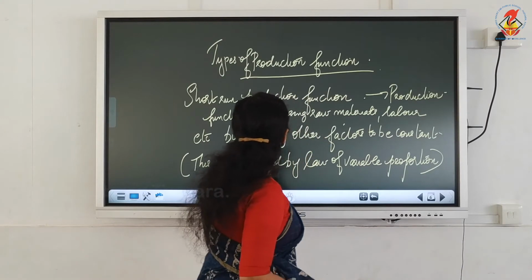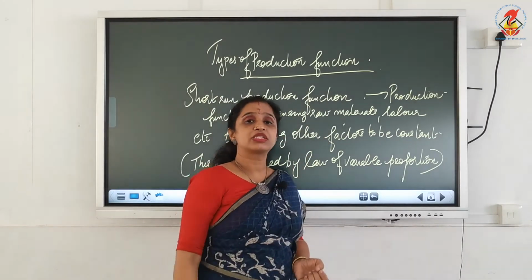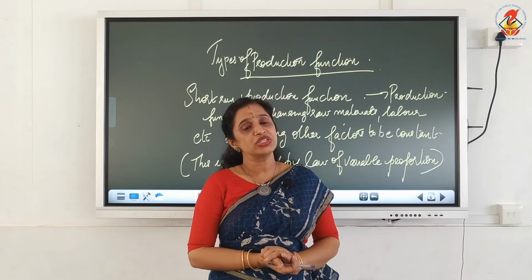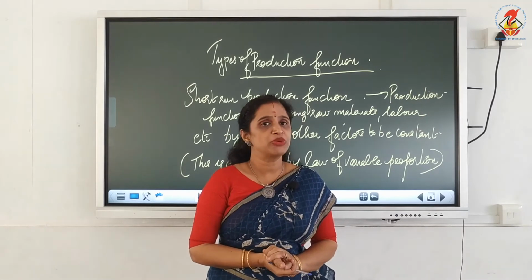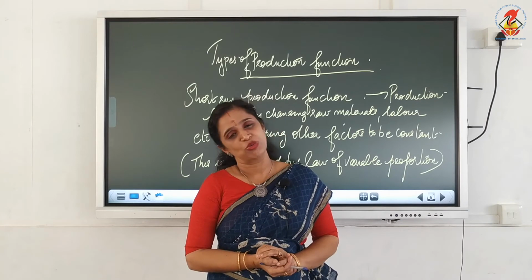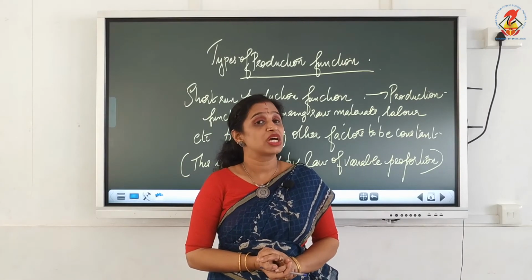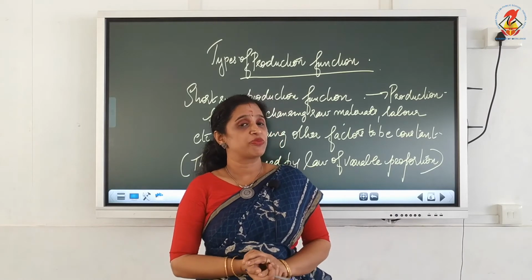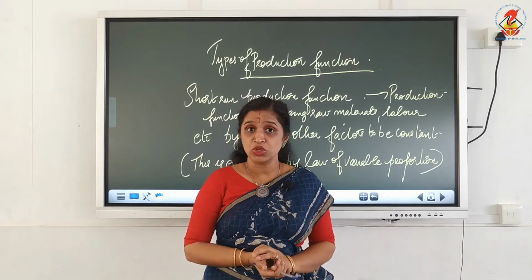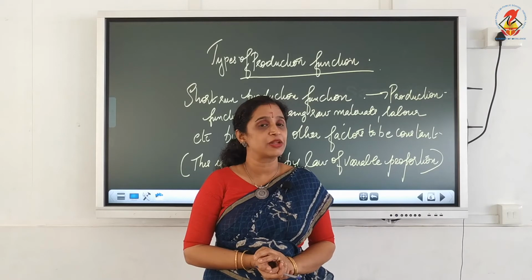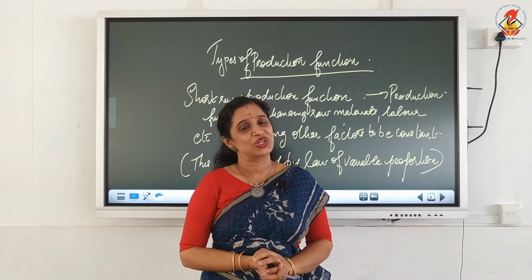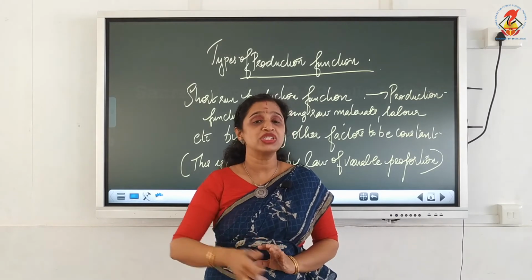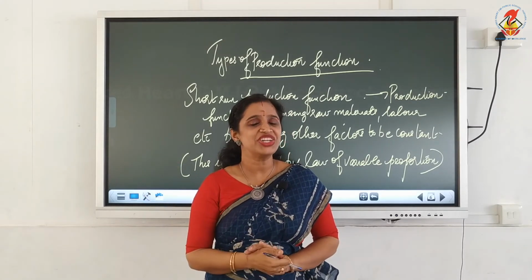Now we will move on to the next concept, that is types of production function. Now you have learned what is production function. It is the functional relationship between input and output. Now we will learn which are the two types of production function. Now we will be learning the types of production function on the basis of two time periods in production. What is that? Short run and long run. So which are the two types of production function? Short run production function and long run production function.